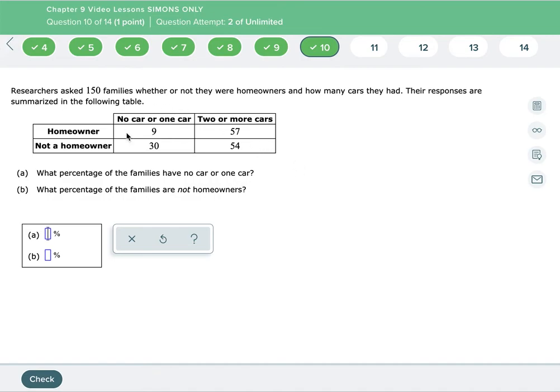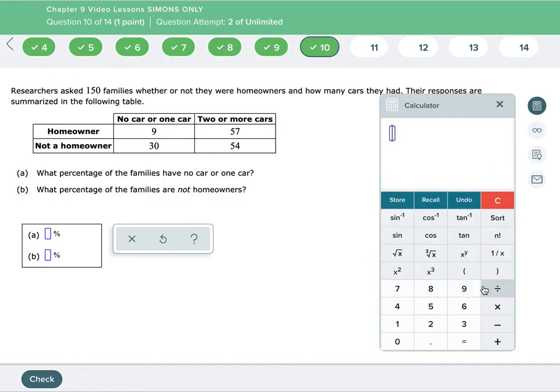Well, the no car or one car is all in this column right here. So it's 9 plus 30, so 39. 39 total families have either no vehicle or only one. So that's your part divided by your whole. Your whole is 150, so we go 39 divided by 150. And click your equal sign. 0.26. Let's try the other way where we just multiply it by 100, and you get 26%.